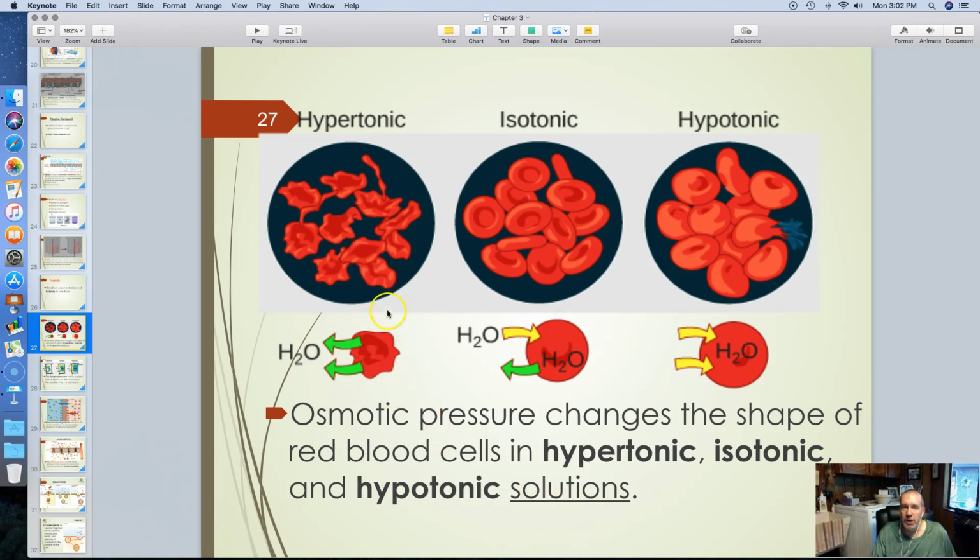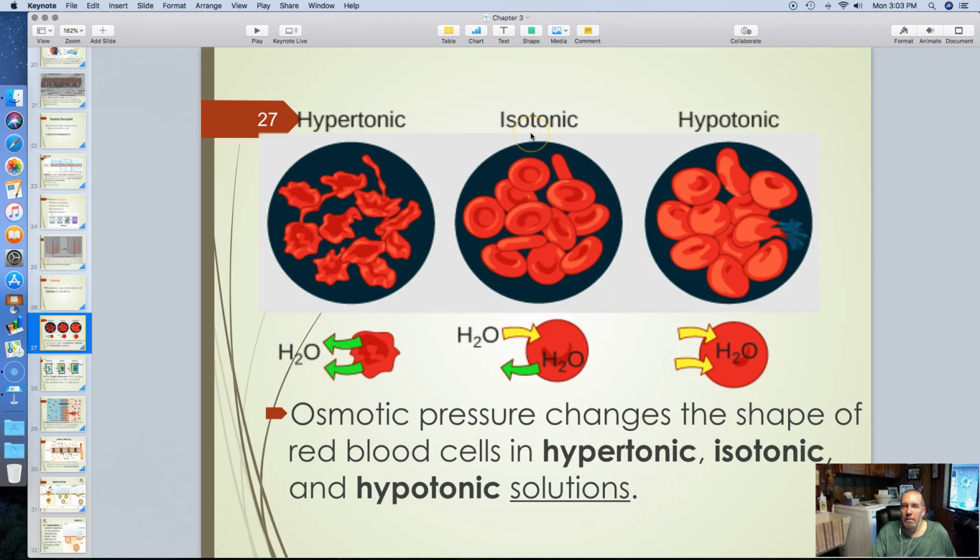So in this case, the solution is outside of the blood cell. You've got the inside of the blood cell and then the solution that's outside. So if outside of the cell has a greater concentration of solutes, we call that a hypertonic solution. And again, that results in water leaving the cell, which causes it to shrivel up. If the concentration of solutes is much higher inside the cell than outside of the cell, it's a hypotonic solution. And so you have water going inside the cell, which can burst the cell.